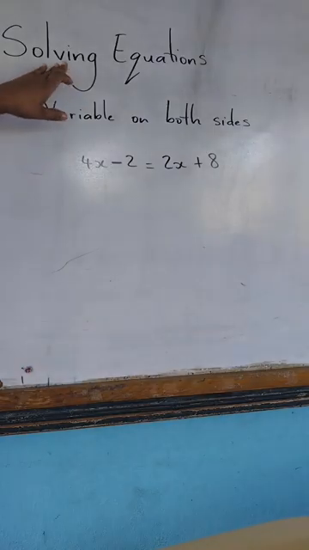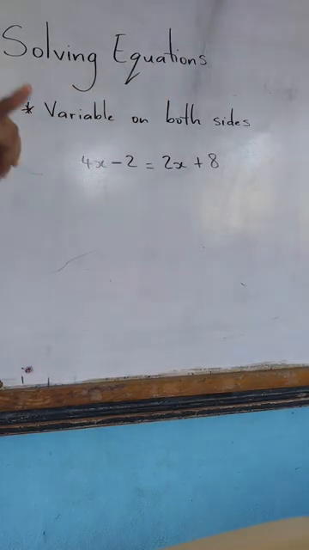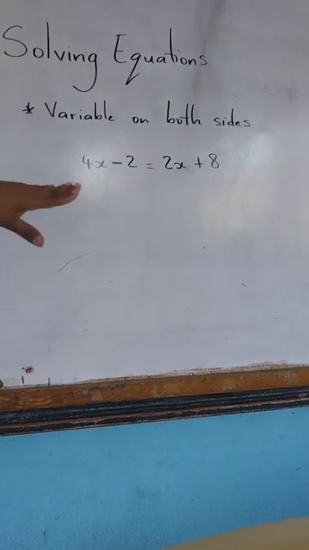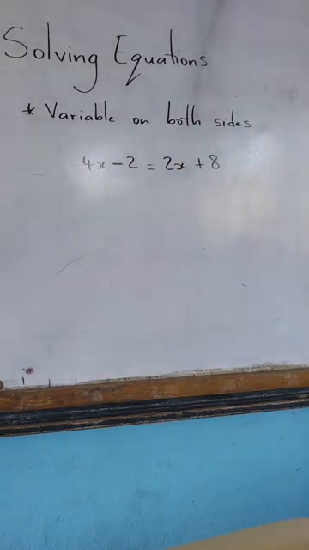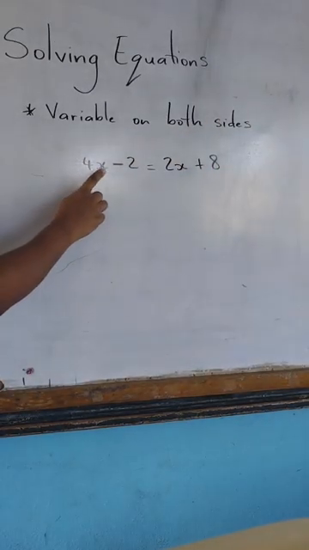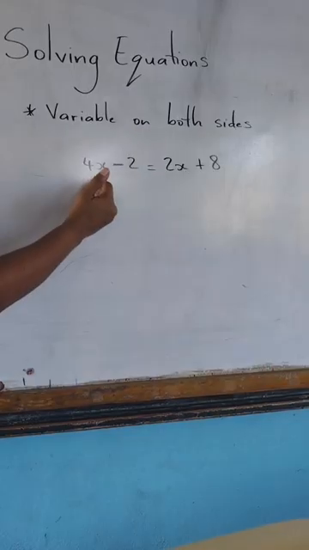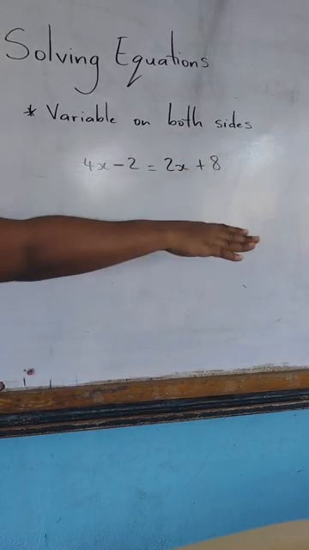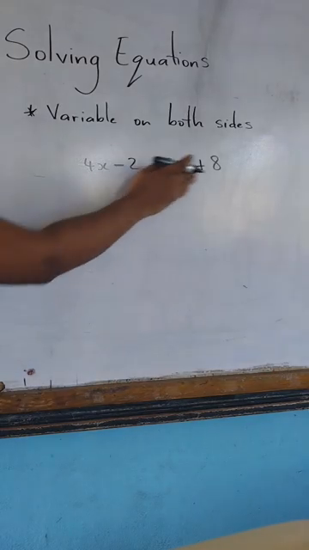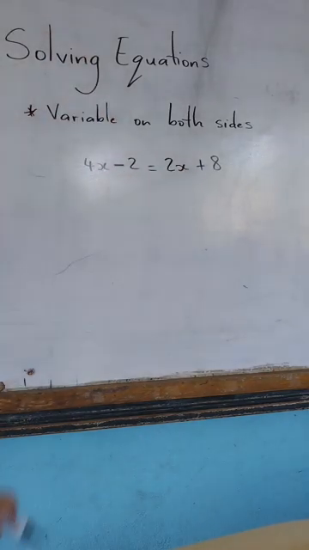Alright, so what are we doing today? In this lesson we're looking at solving equations, but we go a little bit more advanced than what we were doing before, because now in this equation the variable is on both sides. So we're looking at 4x, x is on the left hand side, but x is also on the right hand side because there are two terms with x. One is on the left, one is on the right. How do we approach this question?